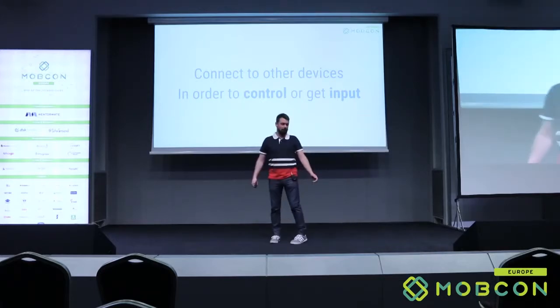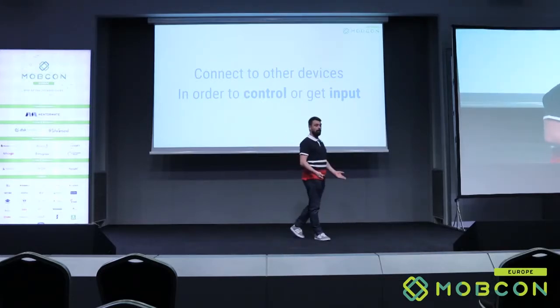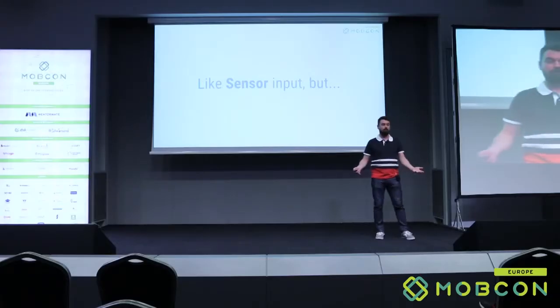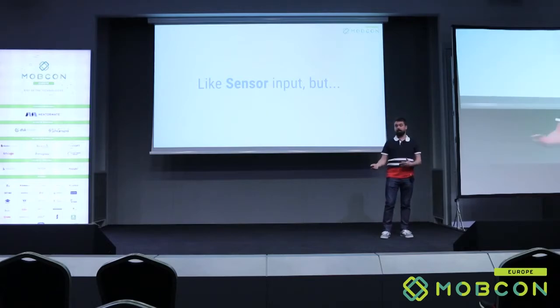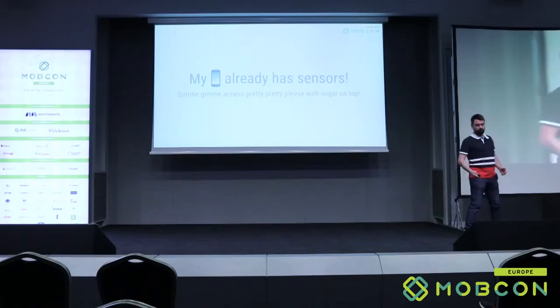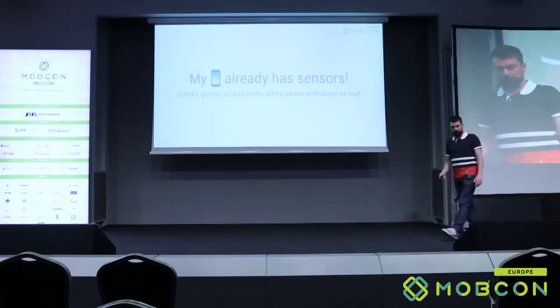Sometimes you need to connect to different devices in order to control things or to get input, like from a sensor. A lot of people ask me, this is pretty cool, I could connect to a device, but my phone already has sensors in it. Why can't I get the gyroscope or accelerometer from my phone? That's pretty useful, maybe for writing games or detecting when I'm walking and things like that. So we've been working on that.